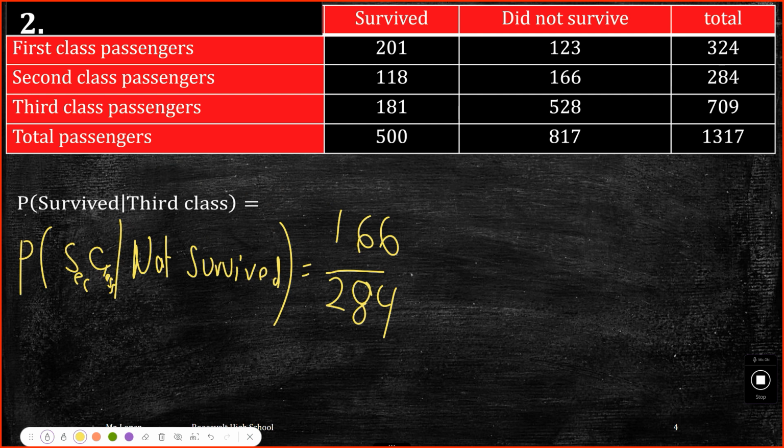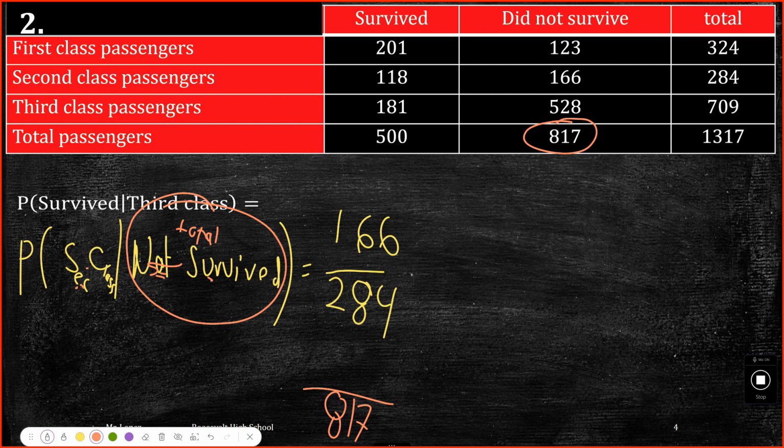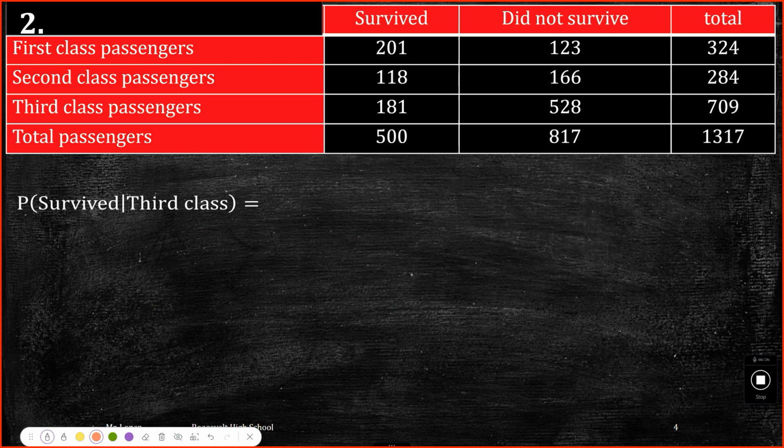So this is my approach. Then it's just too easy when I approach it like this. Second class, given that, okay, this is out of total not survived. Total not survived, 817. And then not survive, second class: second class, not survive, 166. That's it. That's all there is to this. We're done.